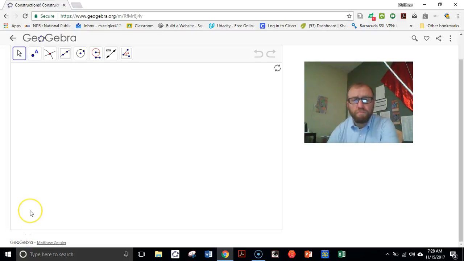Alright, here we're going to copy an angle. It's a pretty straightforward construction, but we're going to need to use it later when we're building parallel lines. Unless, of course, you've already built parallel lines. Then I guess you won't need this, but you could do it anyway for points.